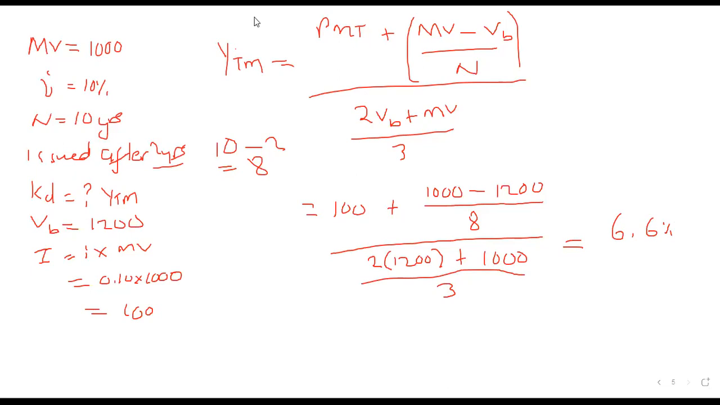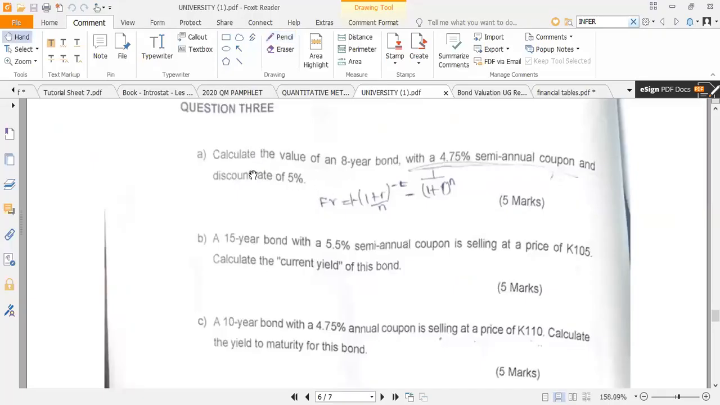So now we're going to go to the exam type of questions, based on what we discussed so far. Question number 3. Let's identify what we're given. Calculate the value of an 8-year bond with 4.75 semi-annual coupon, and the discount rate is 5%. Whenever we're not given the par value, it's assumed to be 1,000. MV is 1,000. What is our small i? 4.75, right?